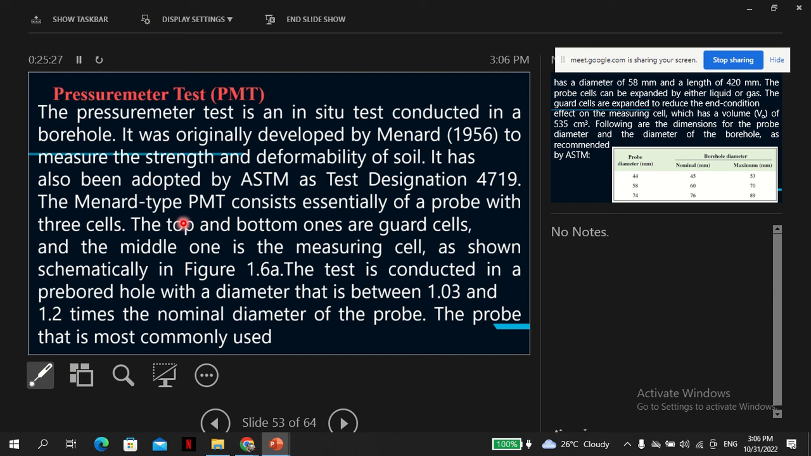So we also have what is called the Pressuremeter test. It is an in-situ test conducted in a borehole. It was originally developed by this guy in 1956 to measure the strength and deformability of the soil. It has been adopted by ASTM. The Menard type PMT consists of essentially a probe with 3 cells.